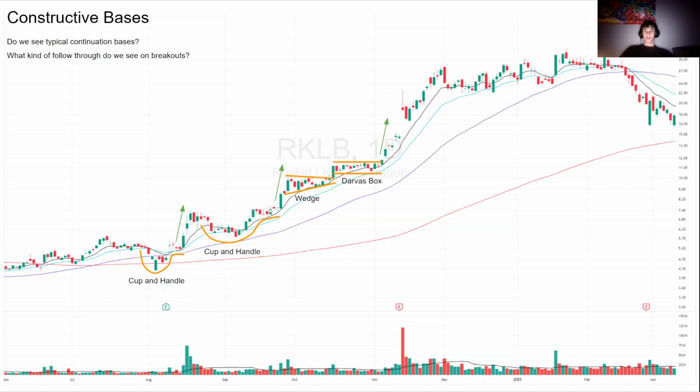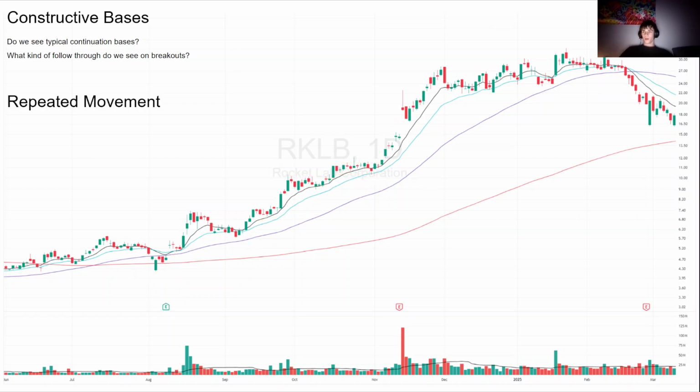And then same thing when we break out of this cup and handle. We got like 2-3 days up in here that are really positive. We base again. There's not really a fear in this basing. It's very constructive. Move up. Same thing. We got really good trending up in here and really good follow through on these breakouts.